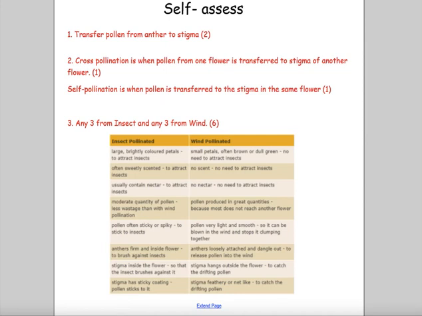Wind pollinated, on the other hand, doesn't have any need for brightly coloured petals, so these are often brown or dull in colour. They're small, there's no scent because they're not trying to attract insects in, and there's no nectar. There's usually lots and lots of pollen produced by these wind pollinated plants because that pollen wants to be blown away and hopefully blown onto the stigma of another flower to pollinate it.